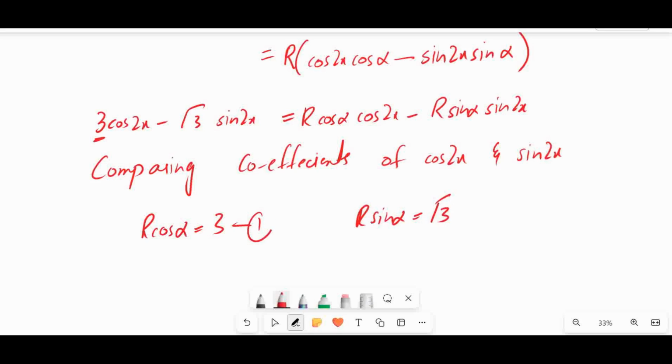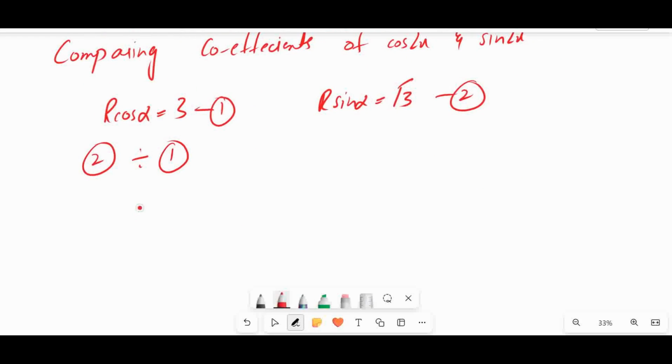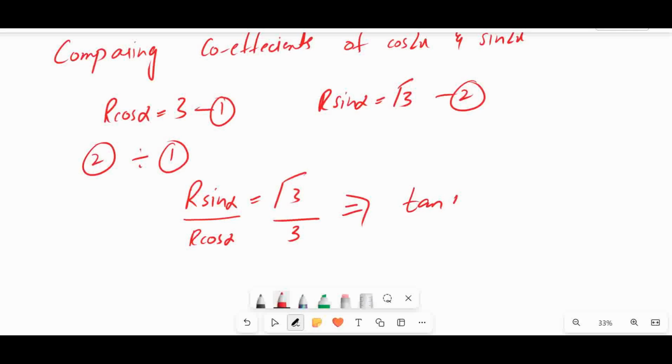Now this one is equation 1, this one is equation 2. Divide 2 by 1. What we will get? We will get r sine alpha equals square root of 3, divided by r cos alpha equals 3. Now if we take it further, tan alpha equals square root of 3 by 3. So alpha will be equal to tan inverse of square root of 3 by 3.